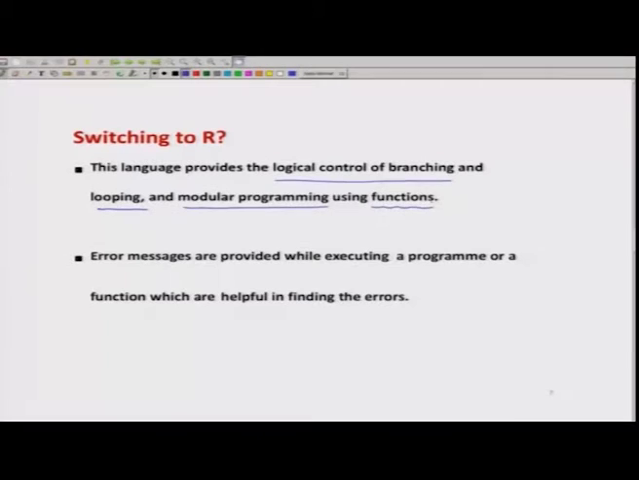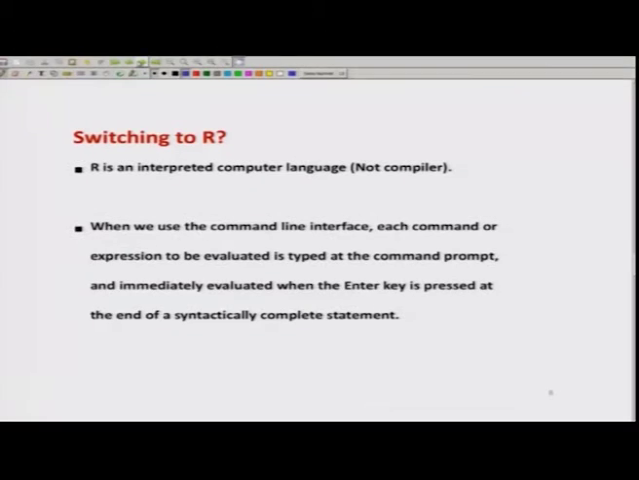When we try to execute any program in R, there are error messages if there is some problem in the programming, and these error messages are helpful in identifying the problems in the program and executing the program. So just like any other software, R also provides us error messages which help us in the programming and execution of the program.